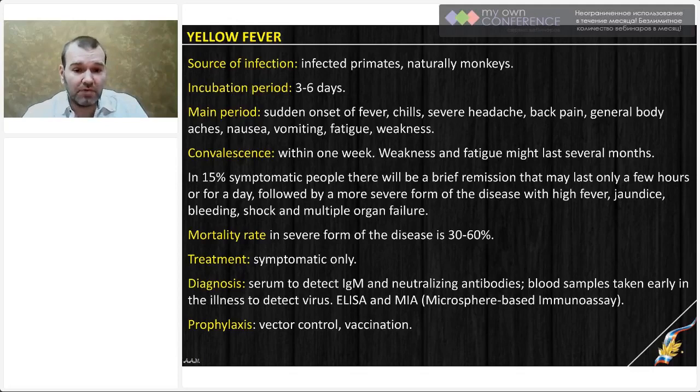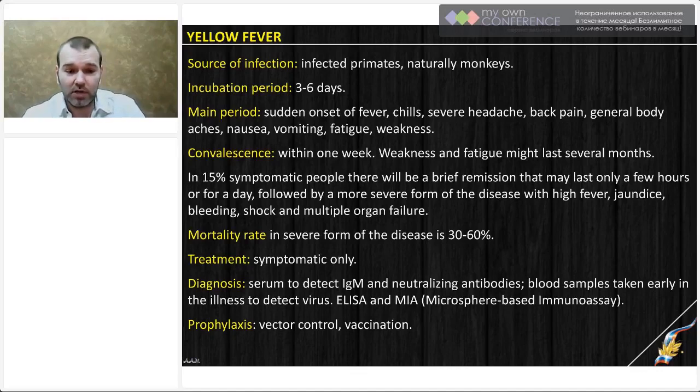About 15% of people who were symptomatic have a short period of remission, meaning the symptoms are gone and people think that they are healthy and recovered. Then other episodes of the disease, but in a more severe state, can appear. And usually it will manifest with high fever and jaundice.